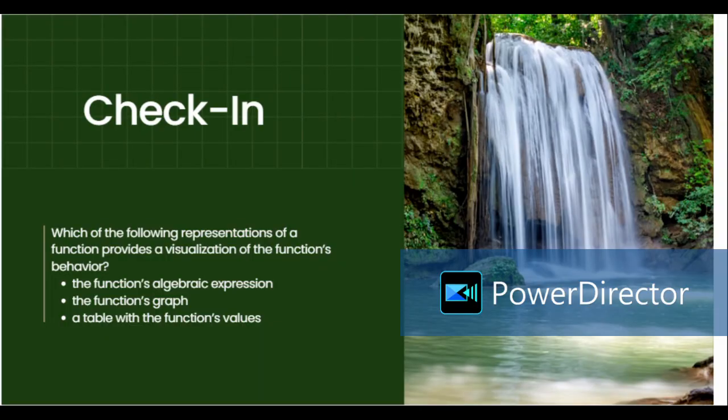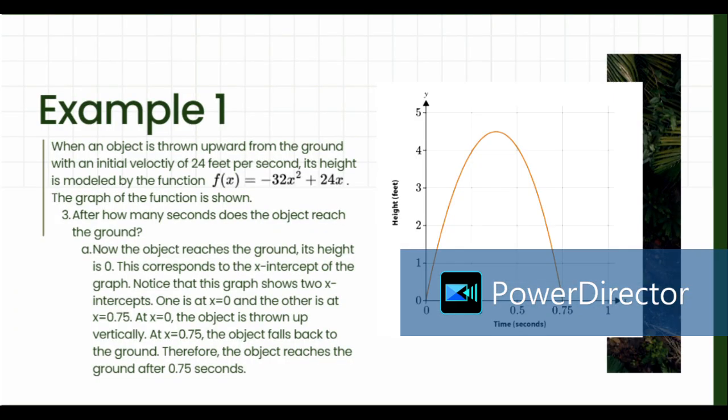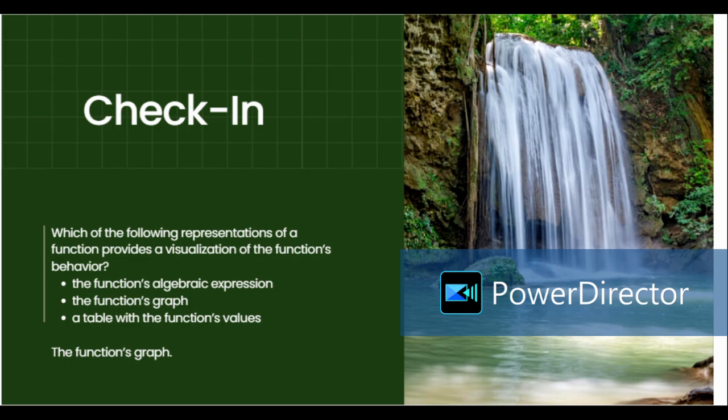Which of the following representations of a function provides a visualization of the function's behavior? The function's algebraic expression, the function's graph, or a table with the function's values? Which one of these things gives you a picture of what the function looks like? It's the function's graph, because you can look at it and see what it looks like. If I look at this, I have no idea what the function looks like. If I look at a table full of values, I have no idea what it looks like. But the graph, yeah, I know it's a parabola, or it's a line, or it's exponential.